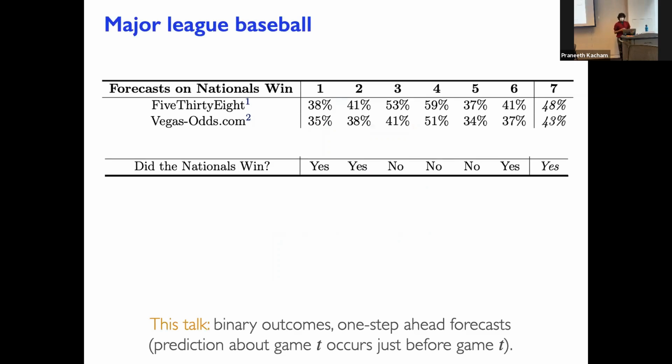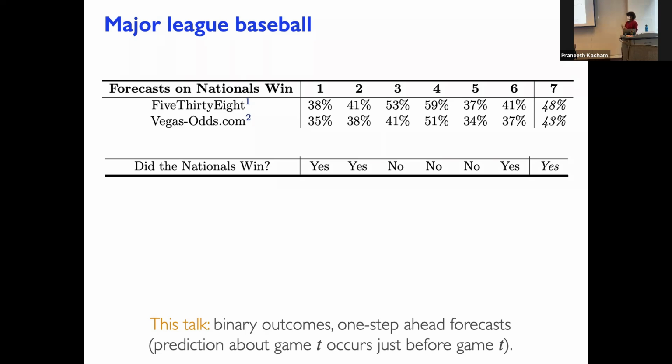Okay, so here's going to be a running example to keep in mind. These are actual forecasts made on a Nationals versus somebody else game. This was in the finals of Major League Baseball, the last 7 games. The World Series, exactly. Clearly, I'm a cricket fan and not a baseball fan. So 538 has a set of predictions that it made. It makes these before each game. So before game 1, it said 38% for Nationals winning.